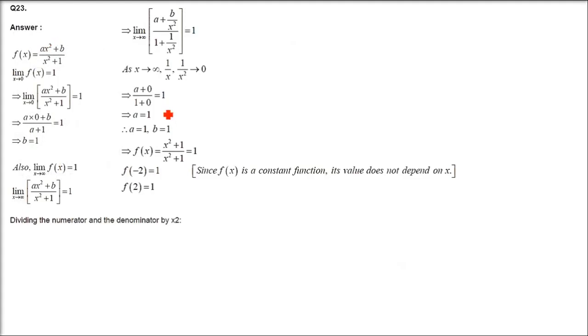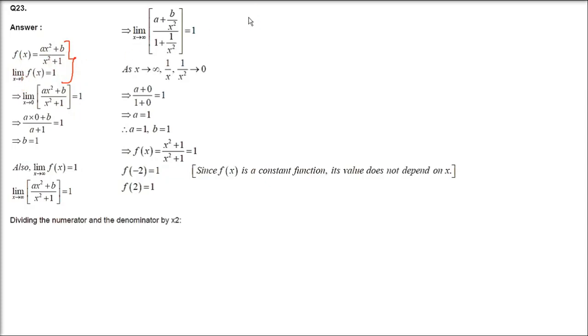Now question number 23. The question is f(x) is equal to (ax² + b) / (x² + 1), and given limit x tends to 0, f(x) is equal to 1, and there is one more thing, limit x tends to infinity, f(x) equals 1. So this is given in the question. There are more things given which I am writing here. So let us understand the question first.